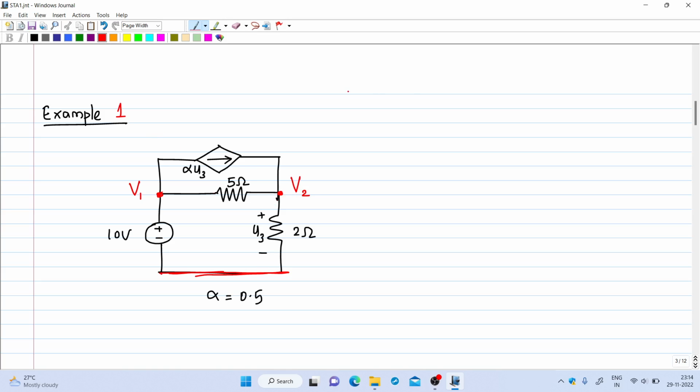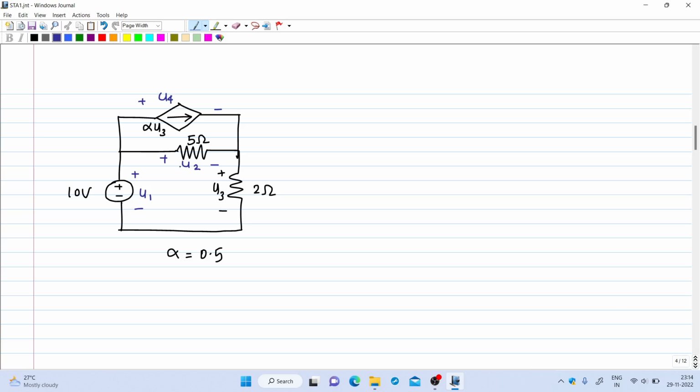Then we have to mark all the branch currents and branch voltages. I have marked them in this figure. U1 is the branch 1 voltage with this polarity. U2 is the branch 2 voltage. U3 is already marked in the figure in the question. Then U4 is this branch voltage. So all the four branch voltages are marked in this figure.